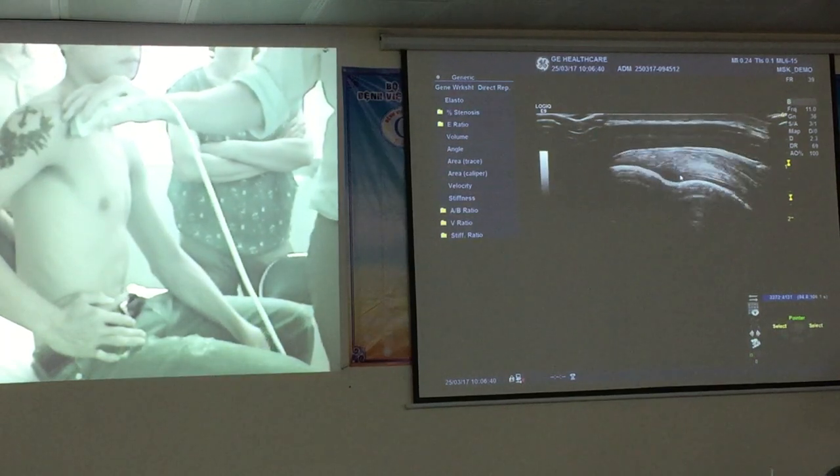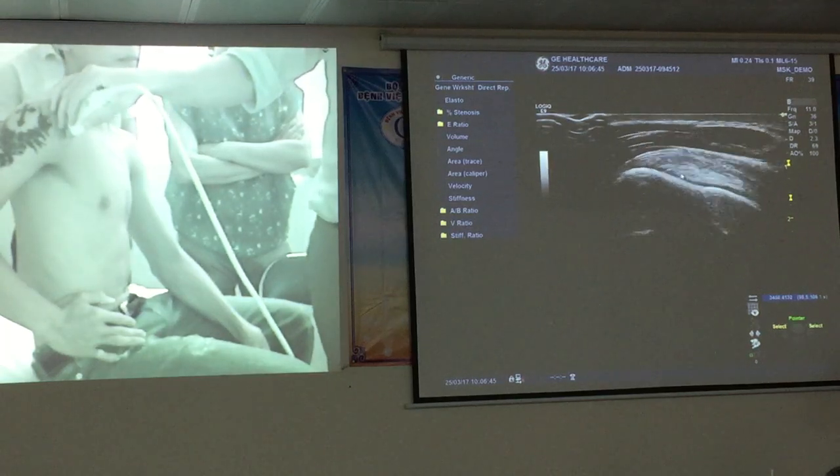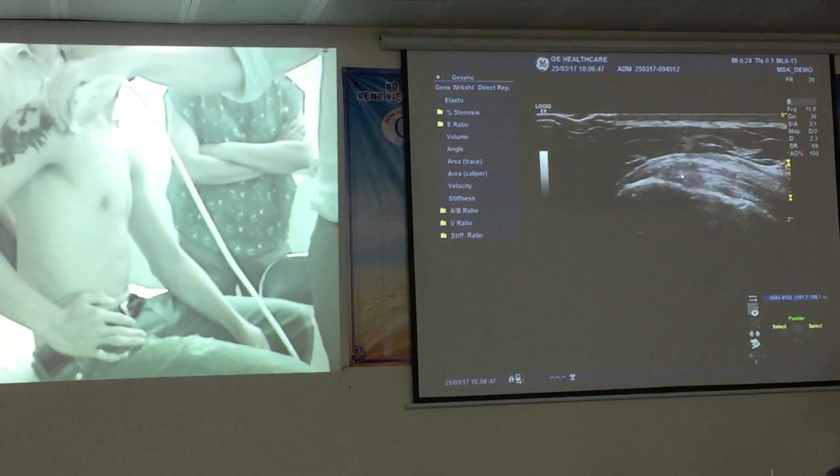So as we come across, we actually need to fan the beam just to make sure that we don't get anisotropy of that tendon as we come back.